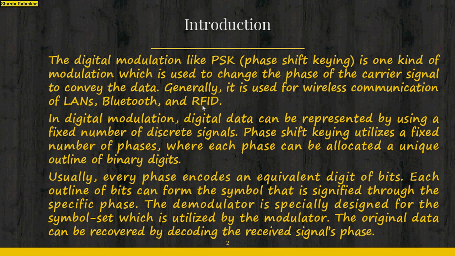So in this system, the phase of the carrier signal changes, and as per the changes in the phase, the digital data can be conveyed or transferred. Generally, it is used for wireless communication of LANs, Bluetooth and RFID.